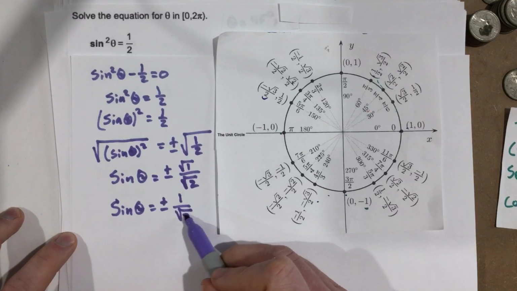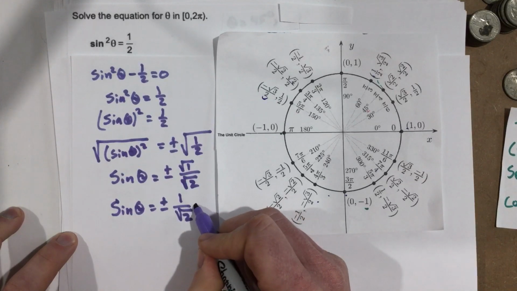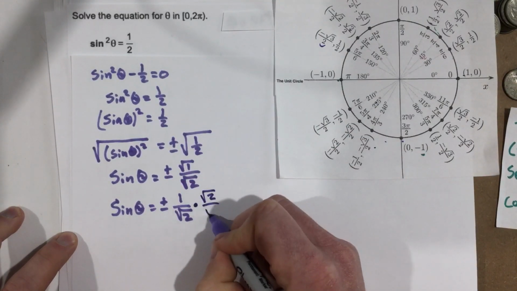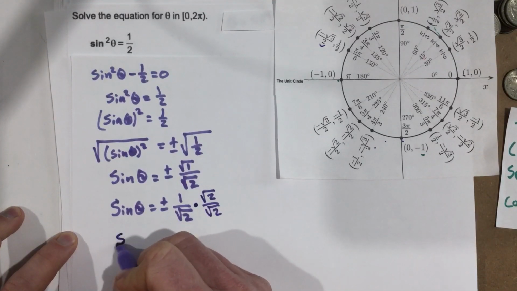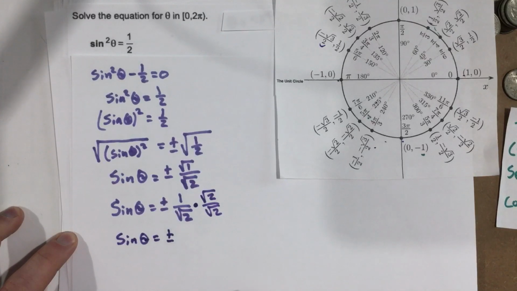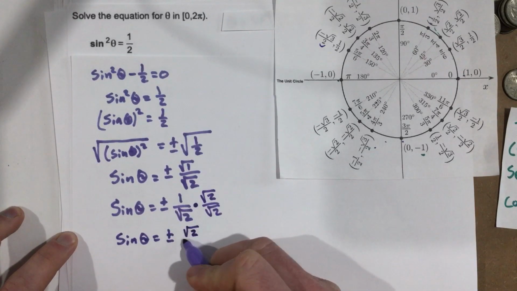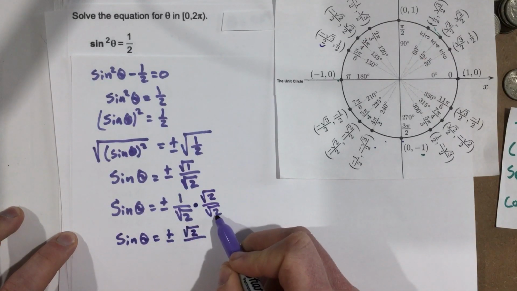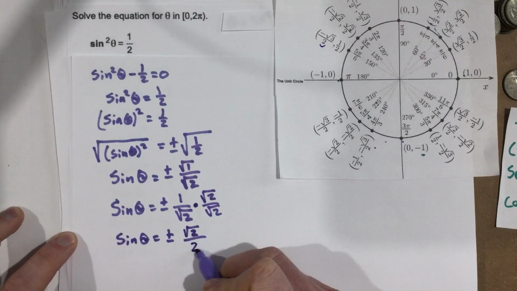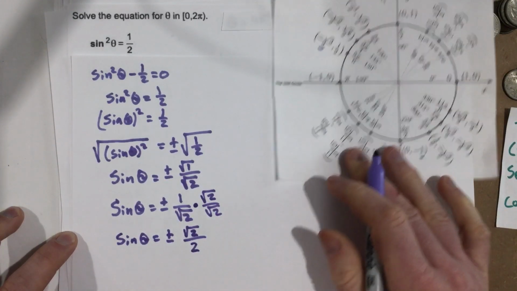You've got root 2, which makes it irrational. So you want to rationalize it by multiplying by root 2 over root 2. And that's going to give you sine theta equals plus and minus. And when you multiply 1 times root 2, you get root 2 over, and root 2 times root 2 is root of 4, which we know to be 2. And now I have plus and minus root 2 over 2.